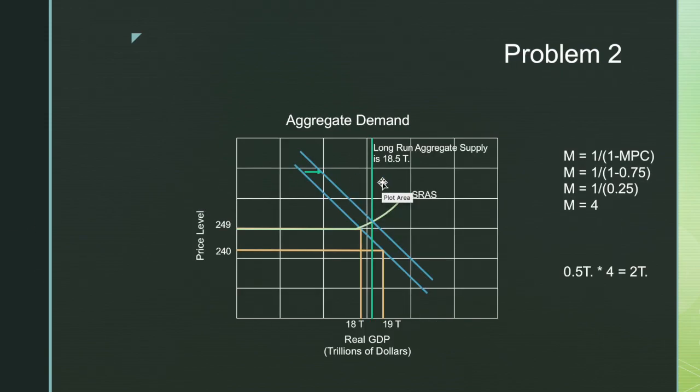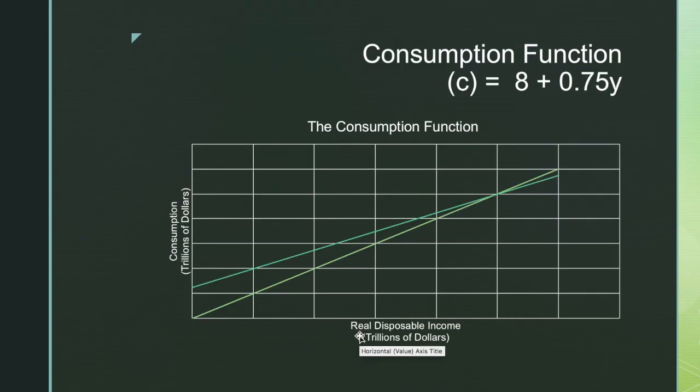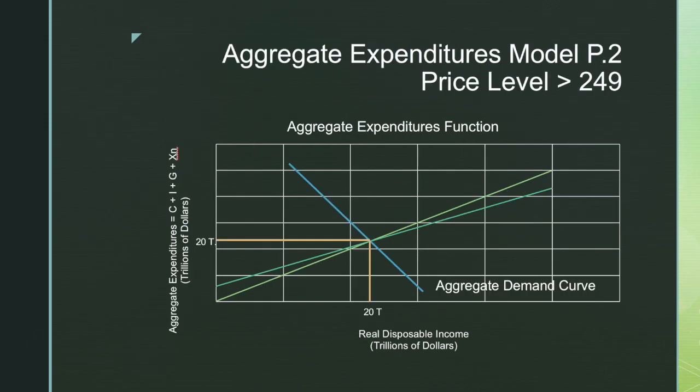And then on the back side, we see from this that our multiplier is going to be 1 divided by 1 minus MPC, yeah, this is going to be 4 from this grouping here. And we moved up here from 18 to 18.5 by $500 billion. So times 4 is going to give us 2 trillion. Therefore, the consumption function is going to be moved up to 8 instead of $6 trillion plus 0.75 MPC times disposable income. And the new price level is going to be greater than 249, and our new equilibrium is going to be $20 trillion.